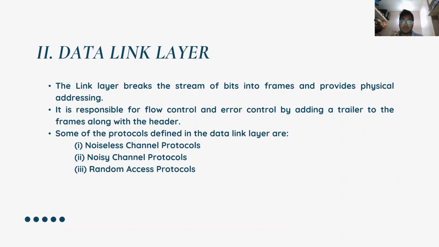The data link layer breaks the stream of bits into frames, and then physical. It provides physical addressing. It is also responsible for flow control and error control by adding a trailer to the frames along with the header. Some of the protocols defined in the data link layer are noiseless channel protocols, noisy channel protocols, and RAP, which is random access protocols.